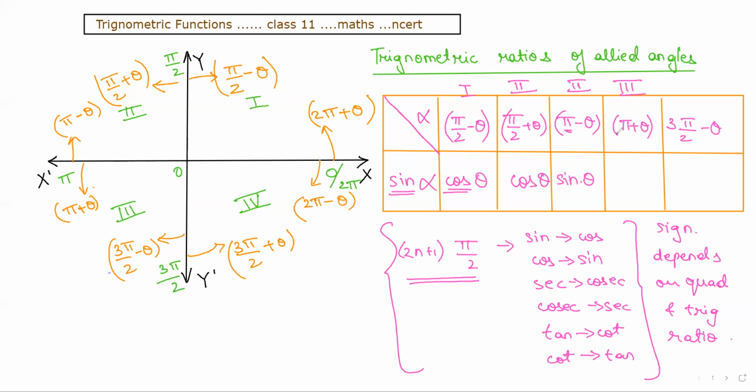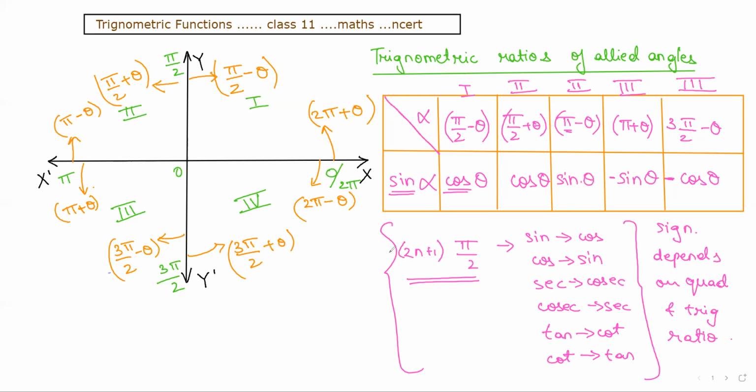Sine of pi plus theta. Pi plus theta means sine will remain as it is, sine. But in the third quadrant, sine is negative. So you'll have to add a negative sign. This is also the third quadrant. So in the third quadrant, sine is negative. Sine will get converted into cos because it is 2n plus 1 times pi by 2. So it is minus cos theta.